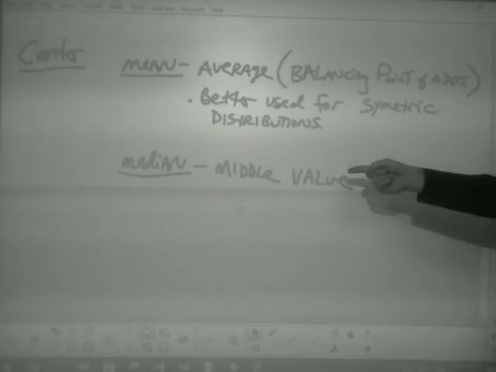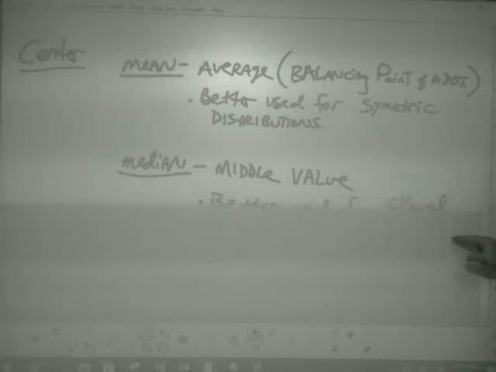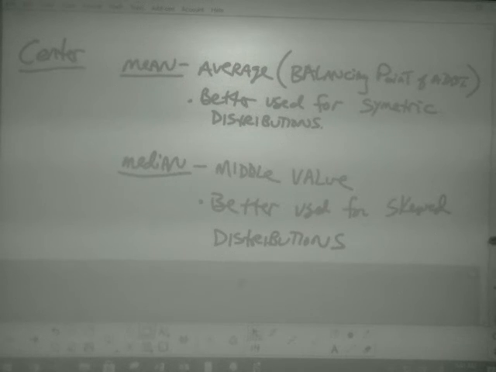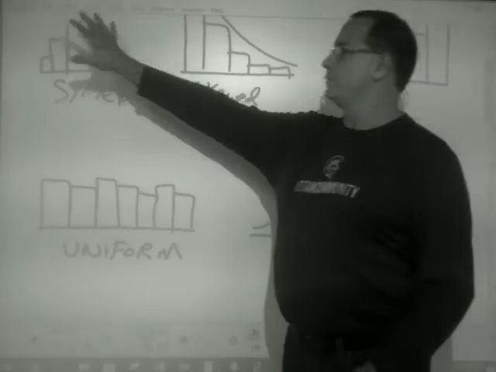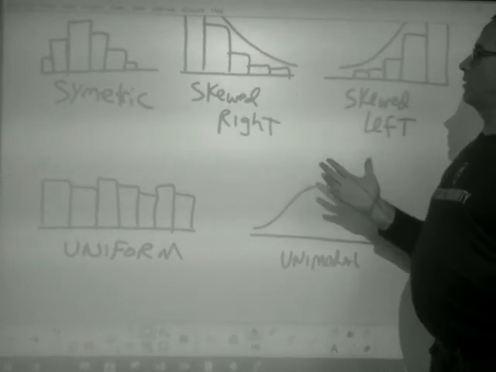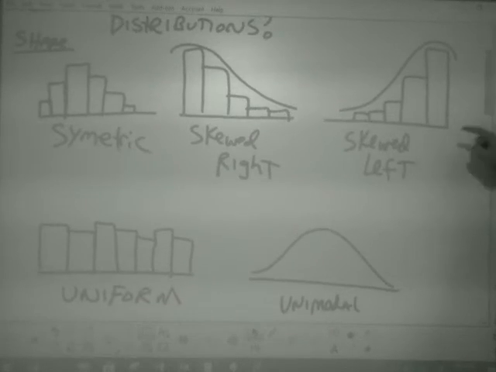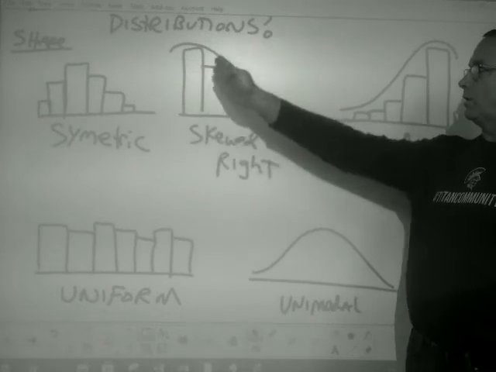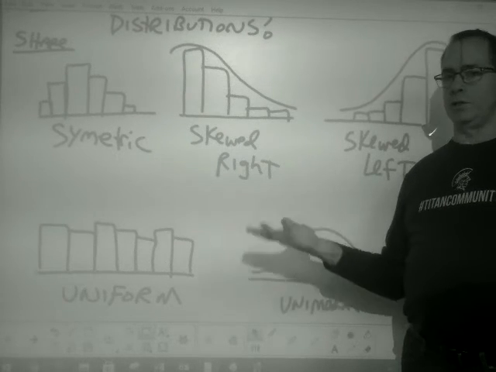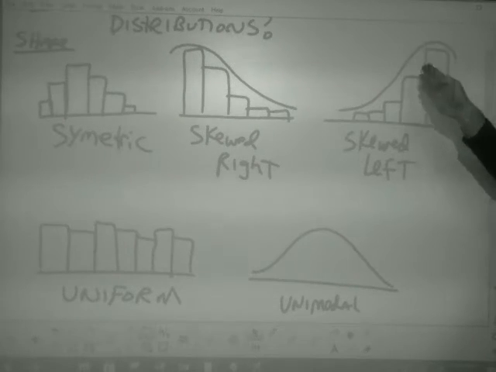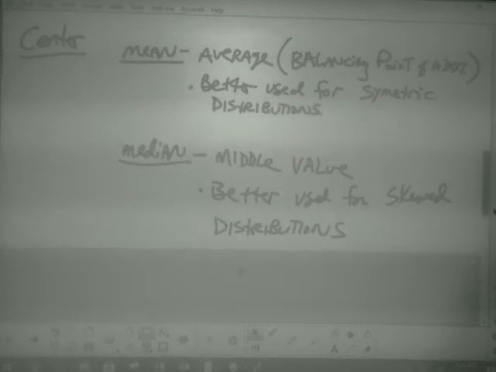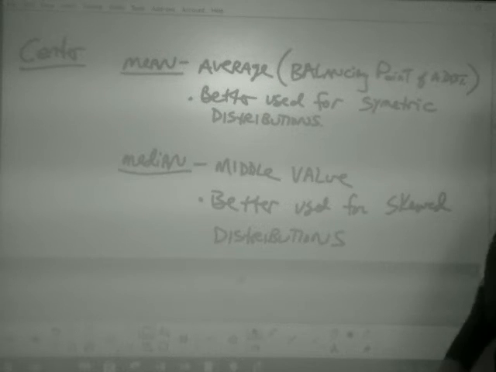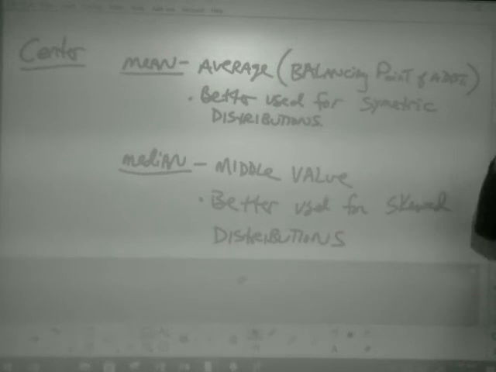I could talk about the median or the middle value, and that one I use when it's a skewed distribution. I could still use median for symmetric, but I definitely like to use it if the data is skewed. I say the median is somewhere around in here. It's about what the middle person is doing. So median is the middle value. It's better used when we have skewed distributions. The average is better used when we have symmetric distributions.